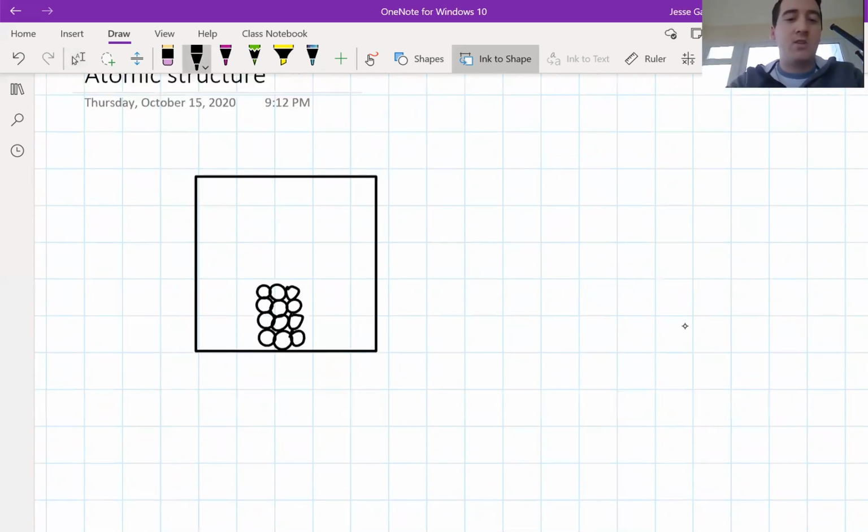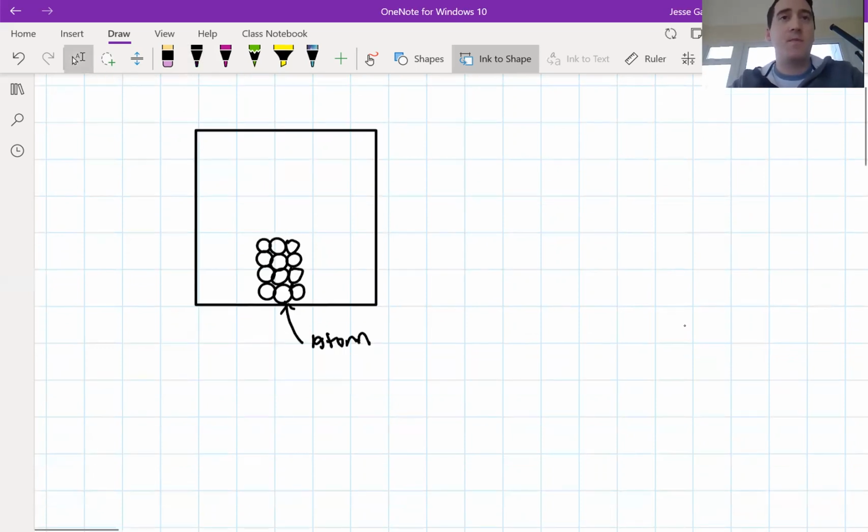And we would say that each one of these circles represents an atom, or that's what we might have said before this. So each of these circles represents an atom. So today we're going to make it a little bit more complicated. They're not just going to be blank circles anymore. And this is a model of an atom, but it's a very simple one.